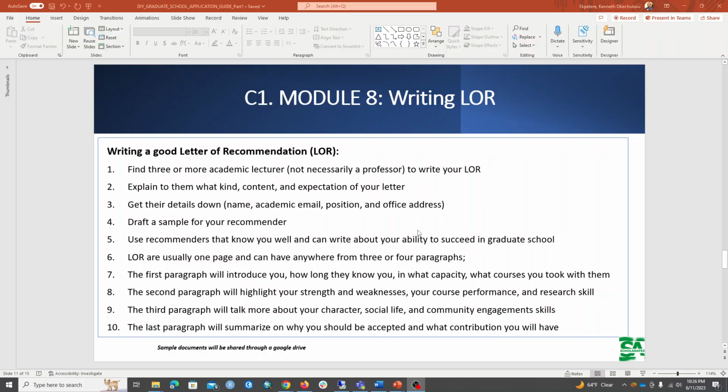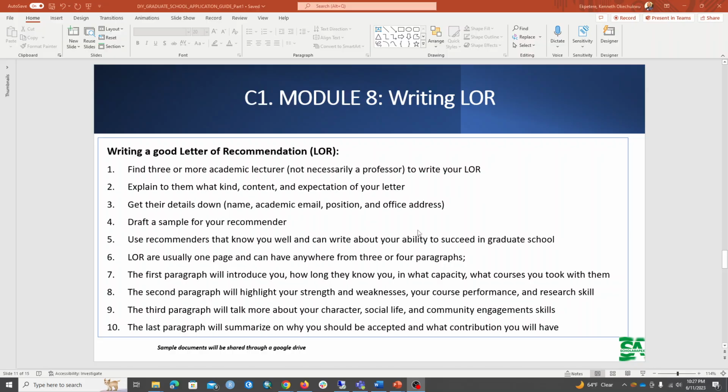What it means is that you have to approach them. You have to explain to them what kind of letter you want, what should be the content of the letter, and what are the expectations of the letter. What would the letter be doing? The letter is not for a job; it's for a graduate school application. You have to tell them about it. It means that the content of the letter should be more tilted towards the academic, your undergraduate degree, right? Your achievement, the courses taken, how long they've known you. We're going to cover that, right?